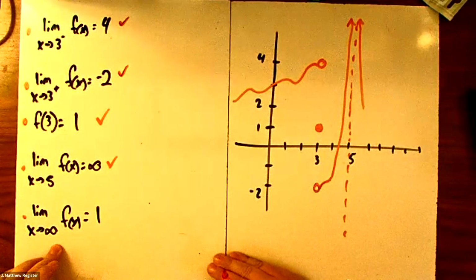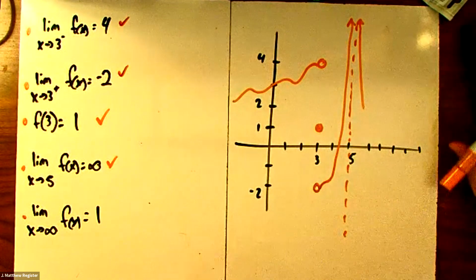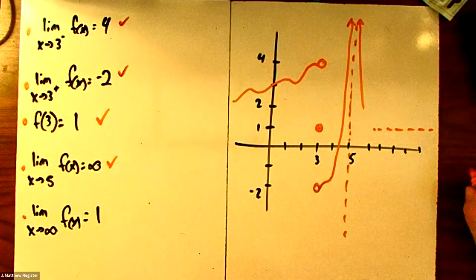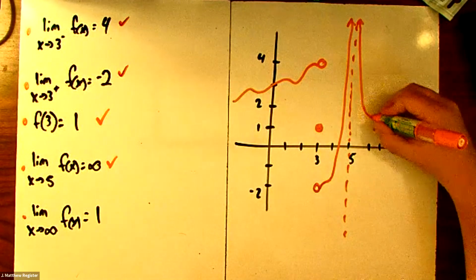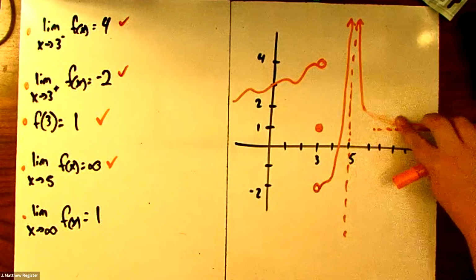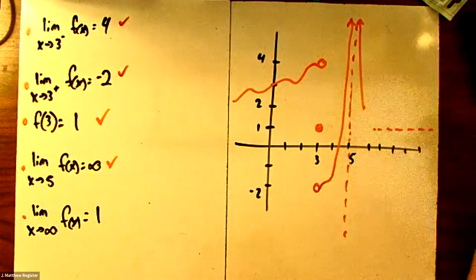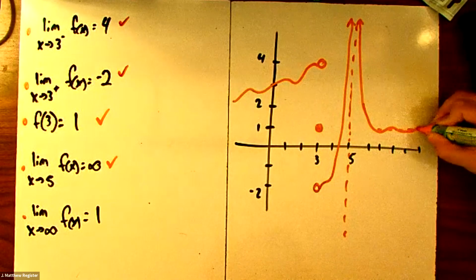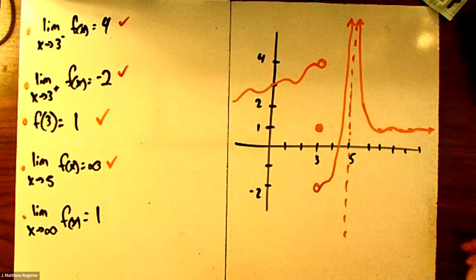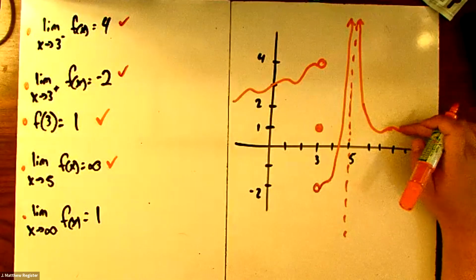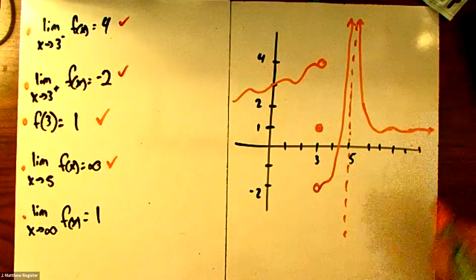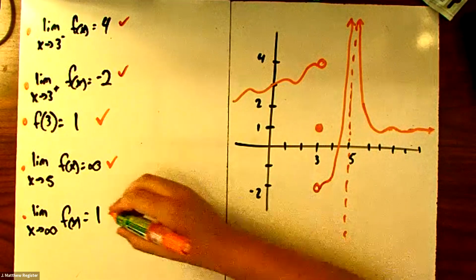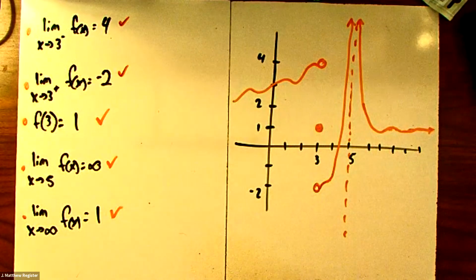The last one is the limit as x goes to infinity must be 1. And that means that we must have a horizontal asymptote. Now, we can make this look a number of different ways. You could just go like this, but that's kind of boring. I usually do something a little bit more interesting, and I suppose that it turns into like a sine wave or something. The big thing is that it just has to get really, really close to it. It can go above and below that value, no problem, as long as in the long term, it approaches that value. And so this is an example of a graph which satisfies all 5 of those conditions.